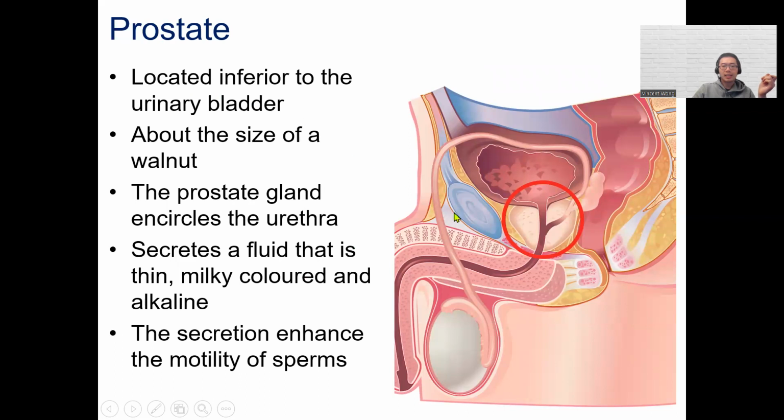The prostate is located below the urinary bladder, and it's not too big, the size of a typical walnut. It encircles the urethra, again, the straw through the orange, and it secretes additional alkaline fluid. Alkaline means basic, pH higher than 7. And this mixture helps enhance the motility of the sperm, allows them to move quicker, move faster.